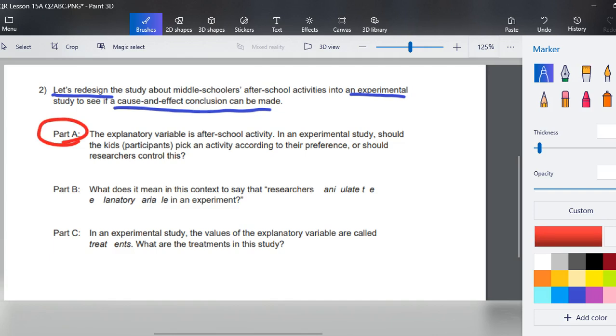Part A. The explanatory variable is the after-school activity. In an experimental study, should the kids or the participants pick an activity according to their preference, or should the researchers control this? Well, a well-designed study means that the researchers are going to control this.